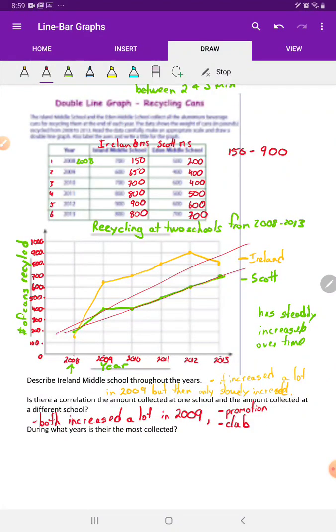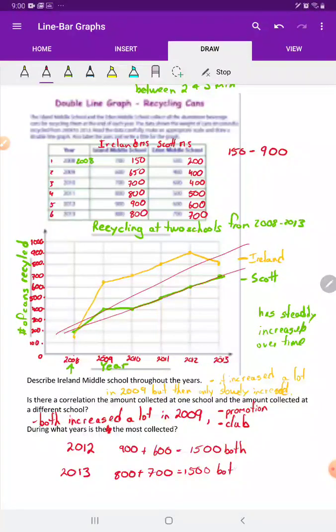And in what year is the most collected? Well, that would be 2012, because we have 900 collected by Ireland plus 600 collected by Scott equals 1,500 collected by both. All right, and we know that one's the most because if we go to 2013, we've got 800 plus 700. Oh, wow, it's not the most. Interesting. Okay, also equals 1,500 collected by both. So the answer is 2012 and 2013.